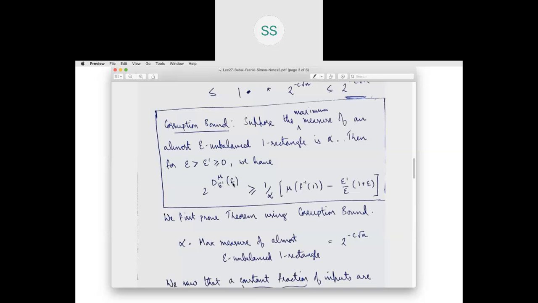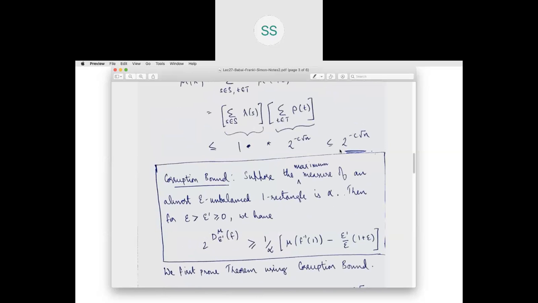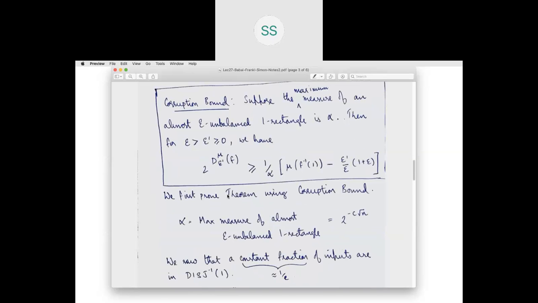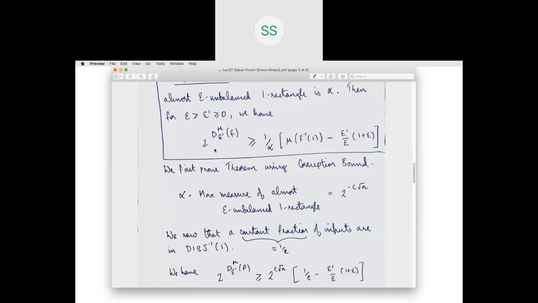So here f is going to be disjointness, and we already know the maximum measure of an almost epsilon unbalanced one rectangle. We just saw that it is 2 power minus c square root n. So alpha is 2 power minus c square root n, and so 2 power distributional complexity with respect to mu and epsilon prime of f, where f here is disjointness, is at least 1 by alpha, which is 2 power c square root n.